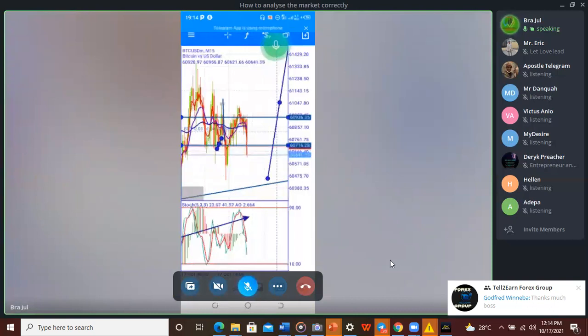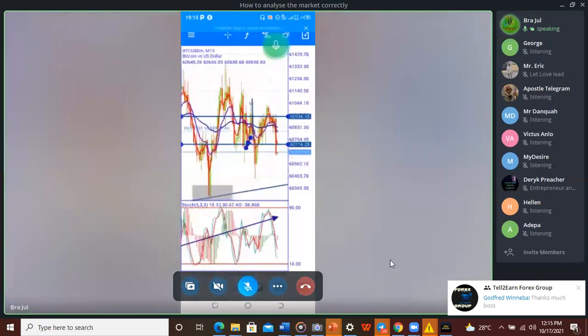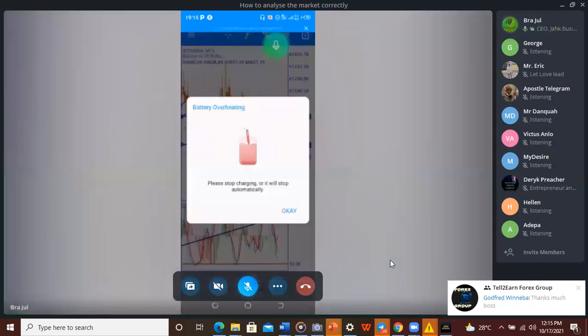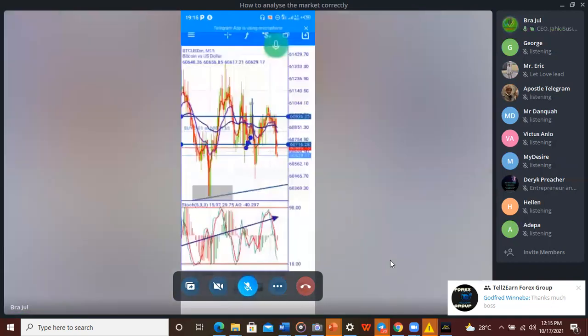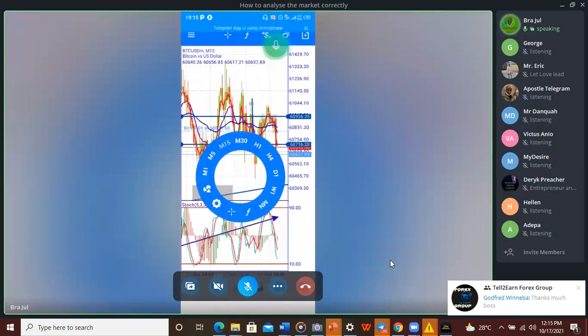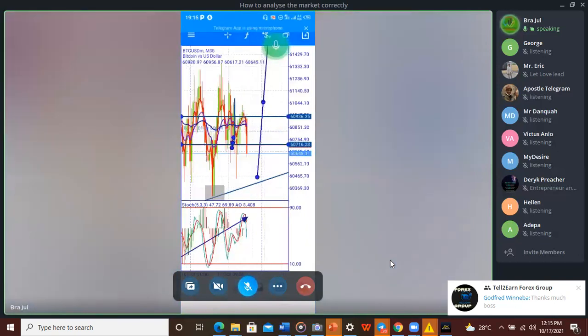But these are the things that actually change this trend. I know that it's crossing downwards here, but now you are seeing that on the M15 or M30, it's moving towards the sub levels here. So you're watching it.